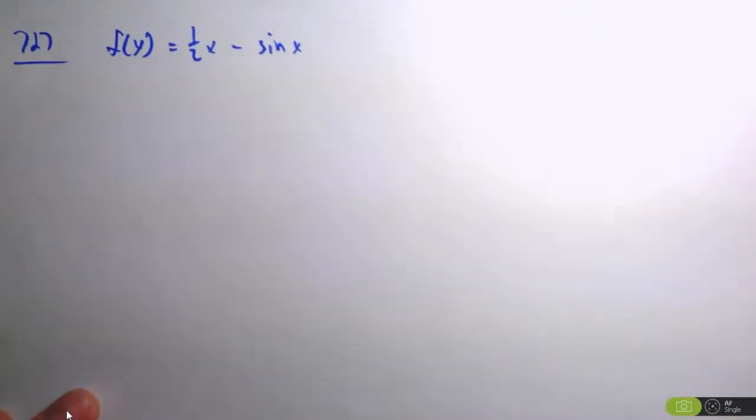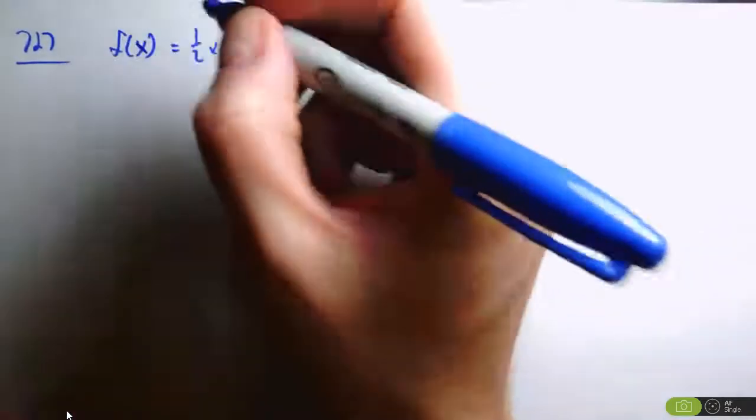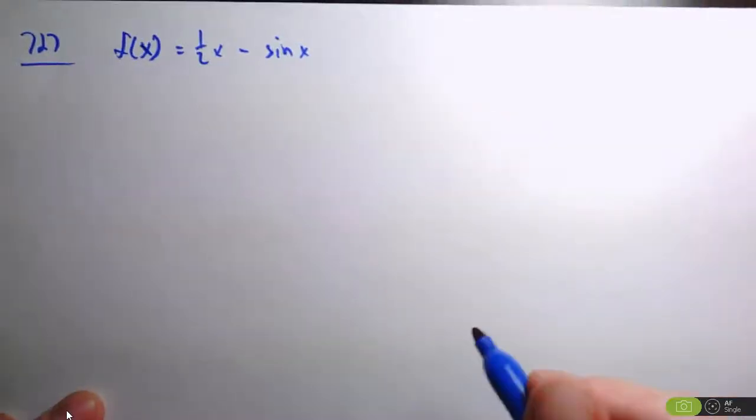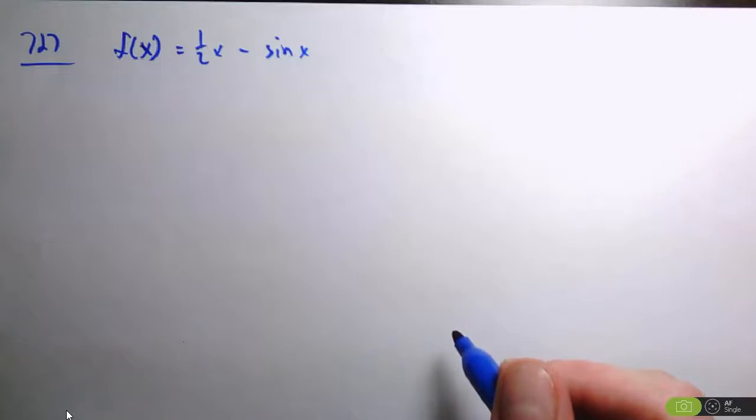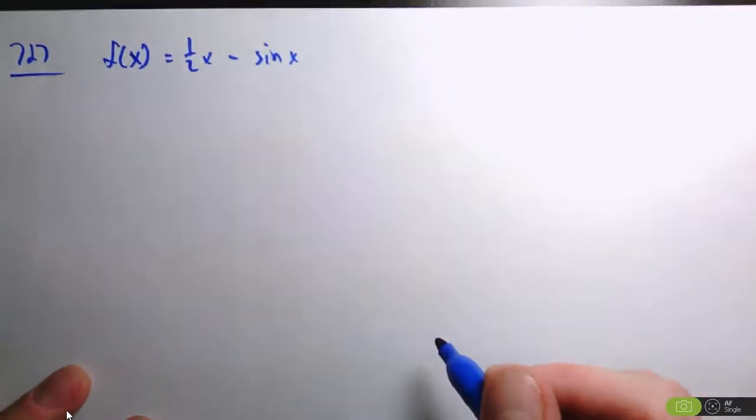That example 727, I changed it from last year's, so it's an updated one with the trig equation. We're supposed to find the extrema, which means maxes and mins, and then concavity, inflection points, concave up, concave down business.